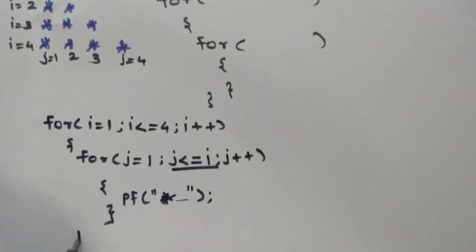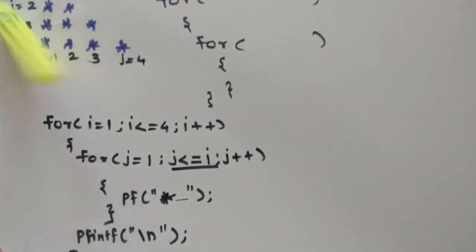Then close it and after this write printf \n. It is necessary to write the whole printf, but as a shortcut in a hard copy you can write pf. Then close it, then close this for loop. Close this for loop here.